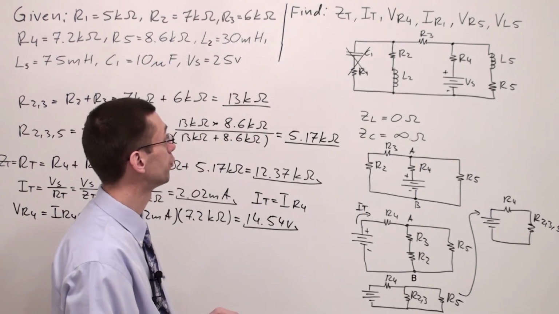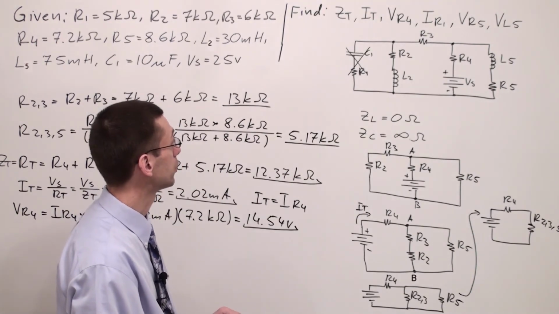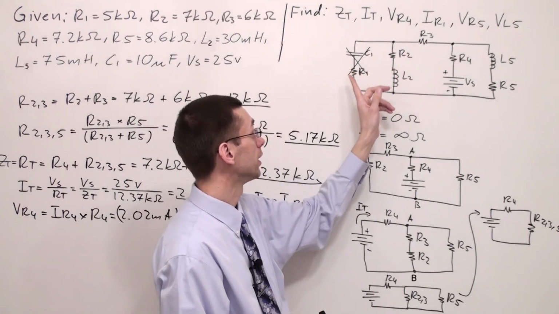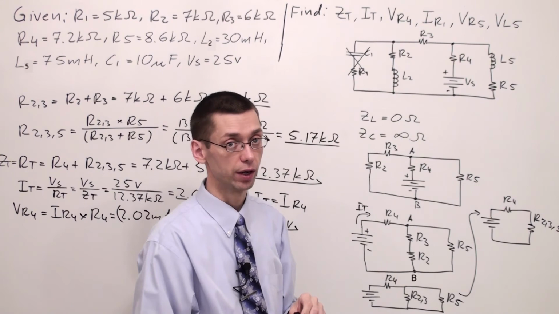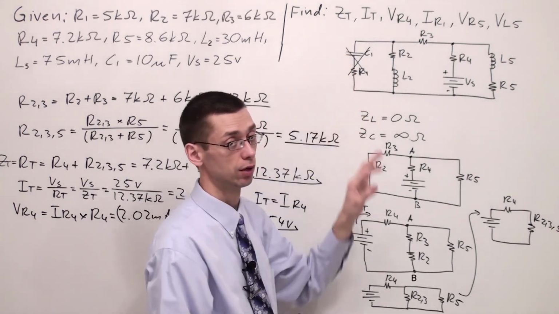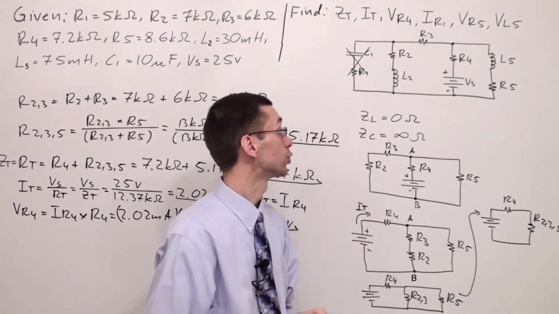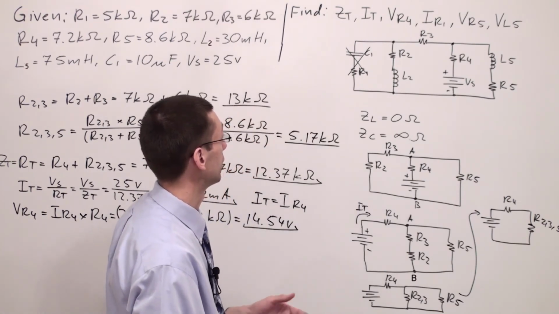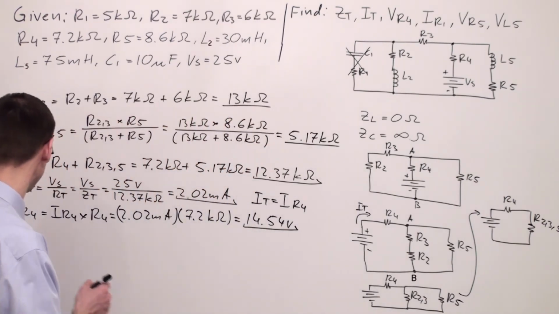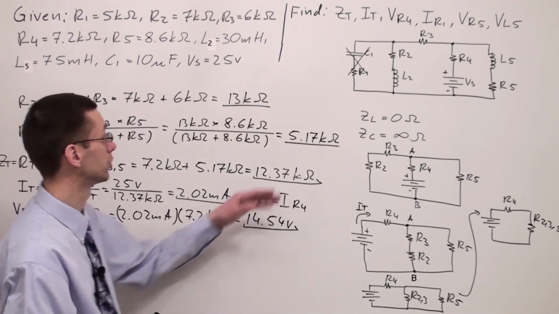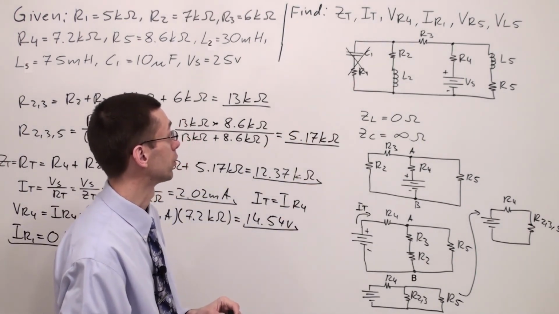Next, we're supposed to find the current which goes through resistor R1. R1 is part of the branch where there is no current. Why? Because the capacitor behaves like an open switch. So if there is no current, it means that IR1 is equal to 0 amps. So there is no current in this branch, there is no current in this resistor.